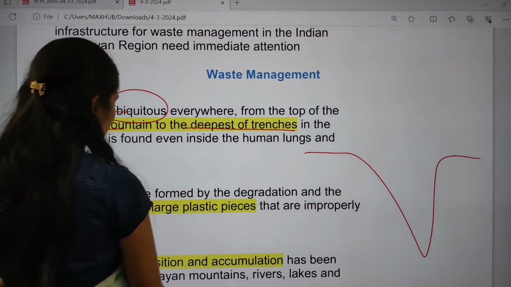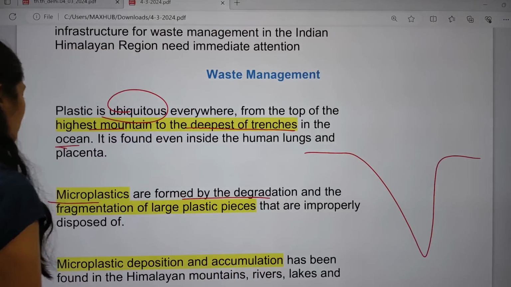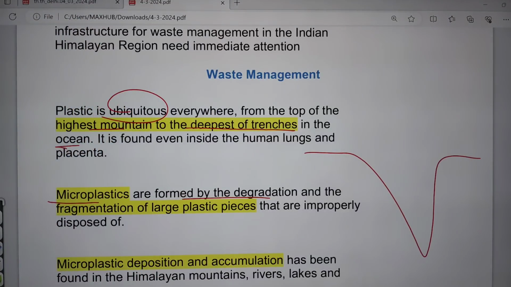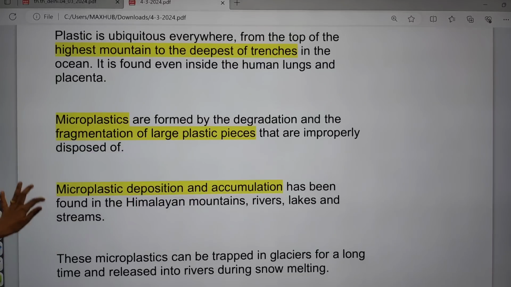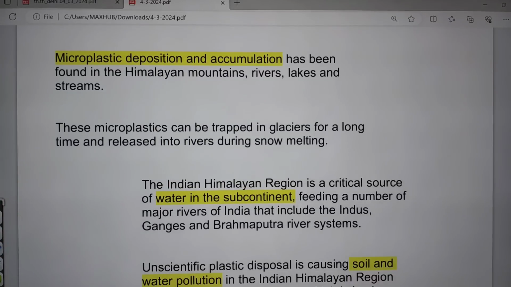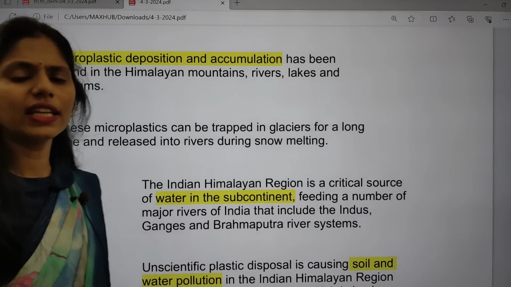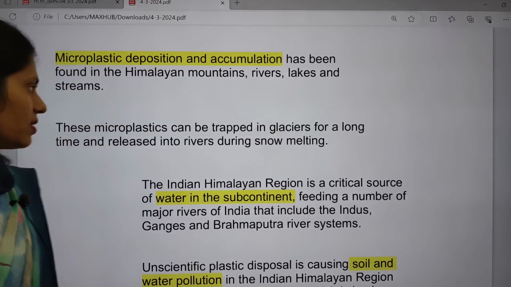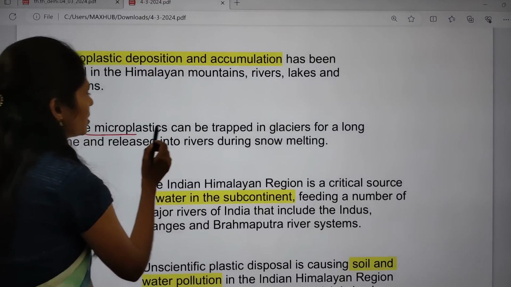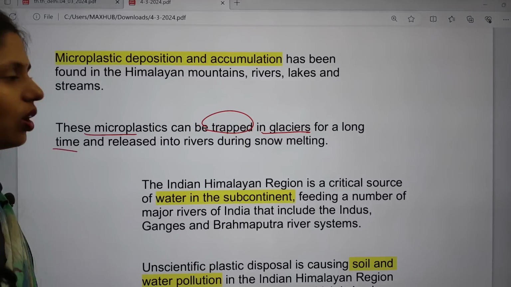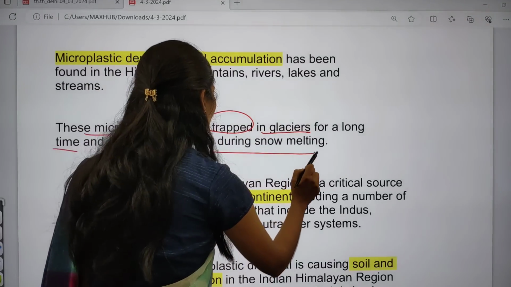Microplastics are formed by the degradation, disintegration or fragmentation of large plastic pieces that are improperly disposed of. Microplastic deposition and accumulation has been found in the Himalayan mountains, rivers, lakes and streams. So in all these areas we can see the presence of microplastic. These microplastics can be trapped in the glaciers for a long time, and later they will be released into rivers during snow melting.